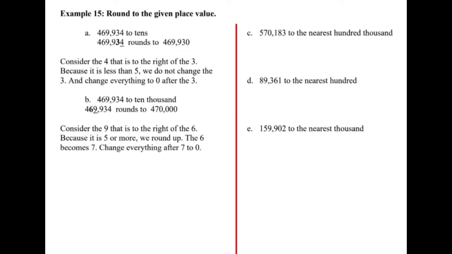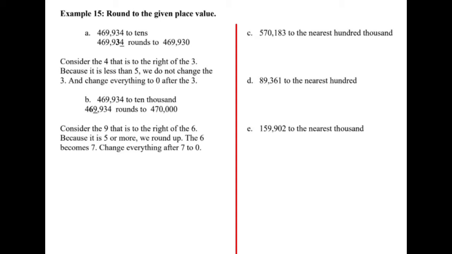Example 15. So this says round to the given place number, and so we're rounding this first one to the tens place. So the first thing they did was find the number in the tens place, and they put it in bold. Now you're looking at the number after it, the underlined number, to see what to round to. The number after the place that you want to round to is what you use to determine.